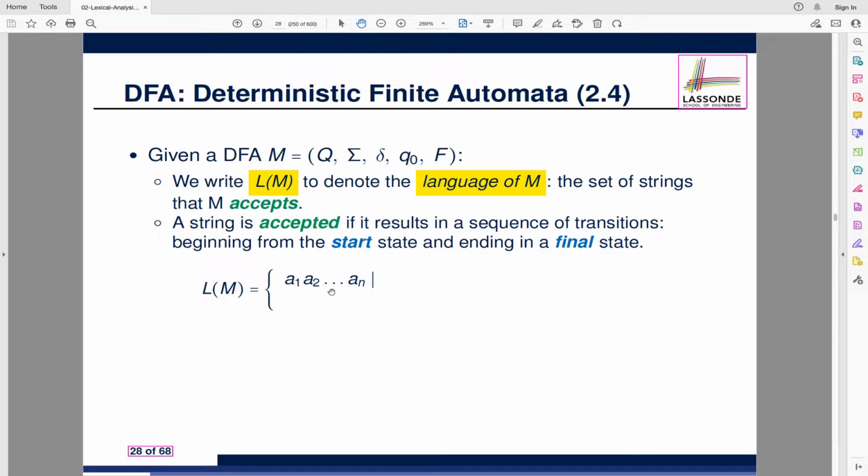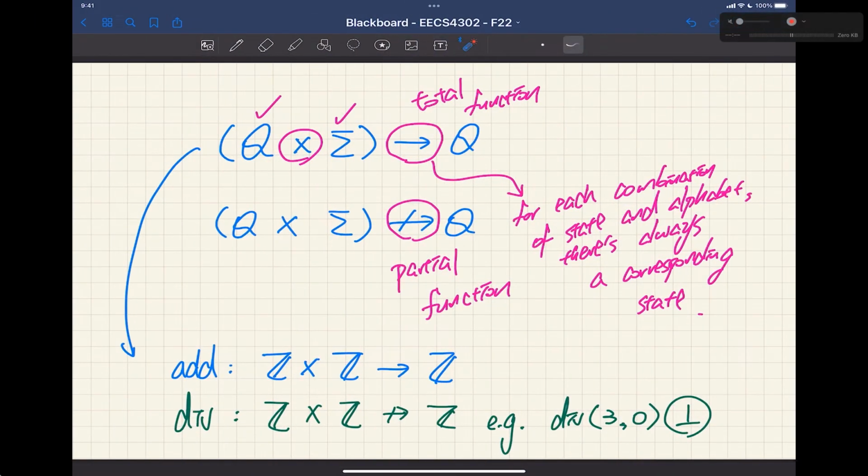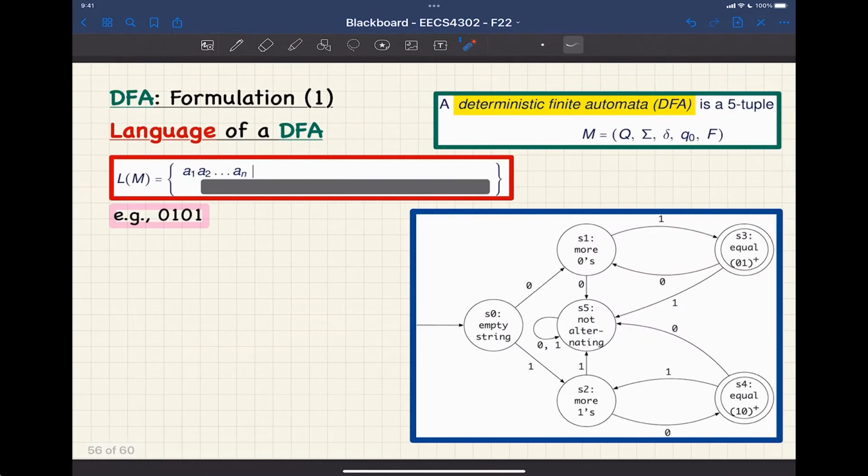Then the language for the machine will be the set of strings, where each string has the form A1, A2, all the way to AN. Apparently, A1 is a character, A2 is a character, up to AN is a character, right? And how do we actually come up with the corresponding transition function? Right? That's the question.